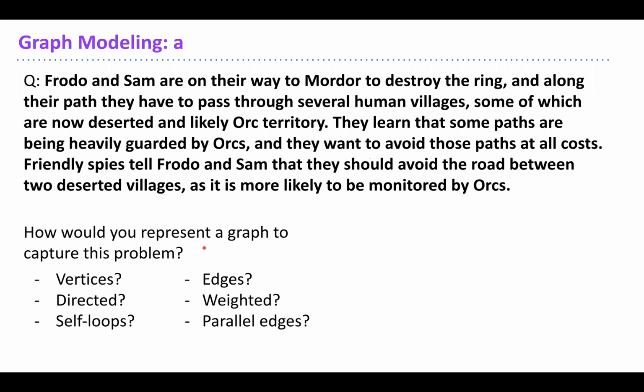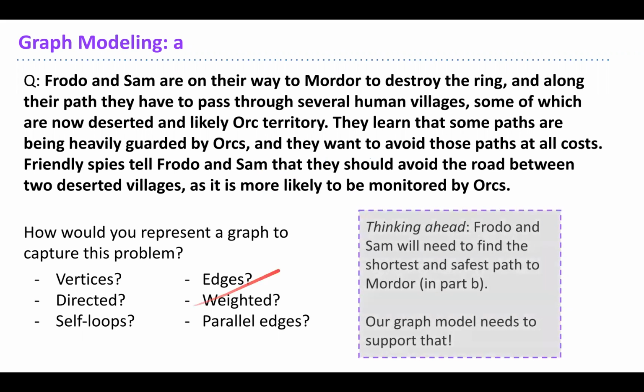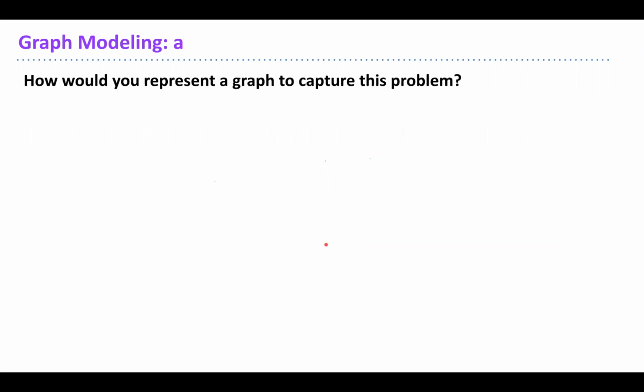So we want to think about how we can represent this problem in terms of vertices, edges, directed, weighted, and so on. So just thinking ahead, in part B, we will be finding the shortest and the safest path for Frodo and Sam to go to Mordor. So we need to think in a way that our graph model supports that. So how would we represent a graph to capture this problem?